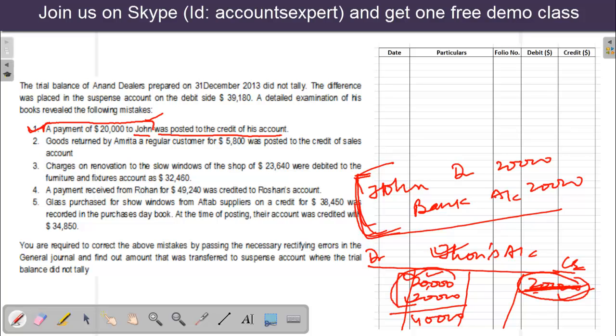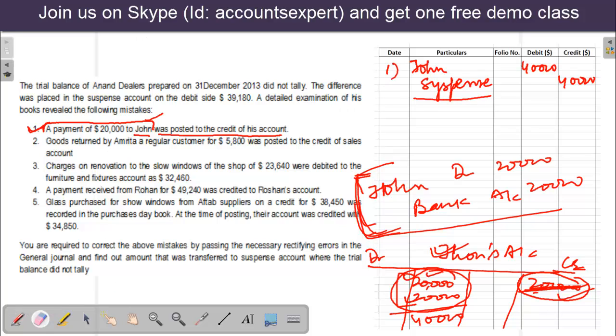So it means total 40,000 we have to write on the debit side of John's account. So what is the rectifying entry? John will be debited with 40,000, and to complete the entry we will write suspense account 40,000. So this is the rectifying entry. Got it? First rectifying entry.